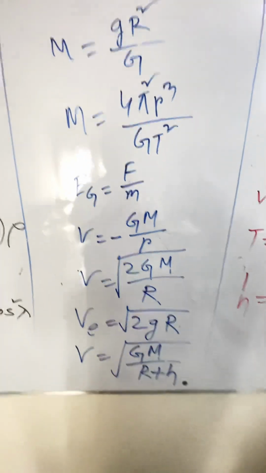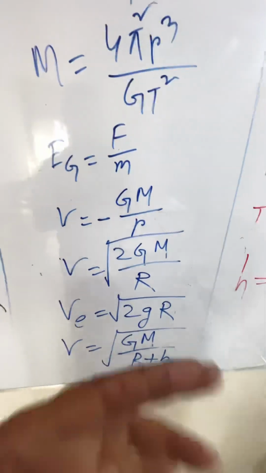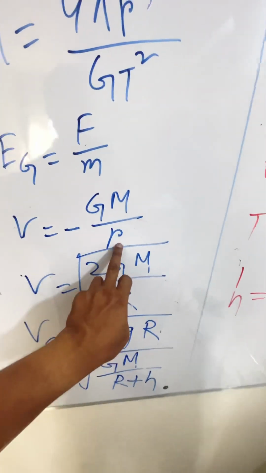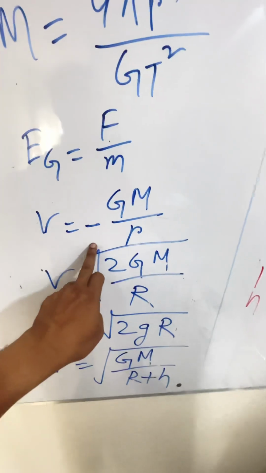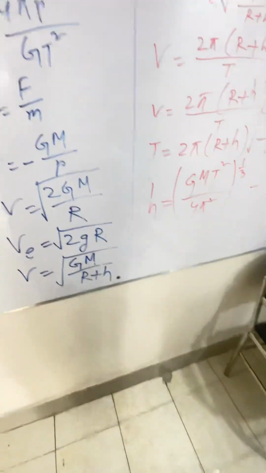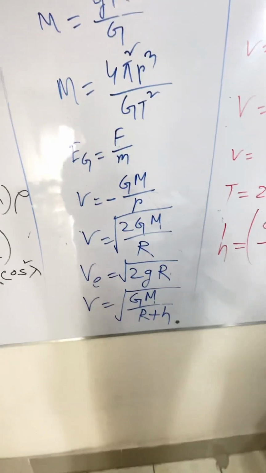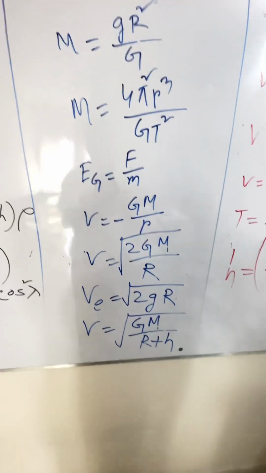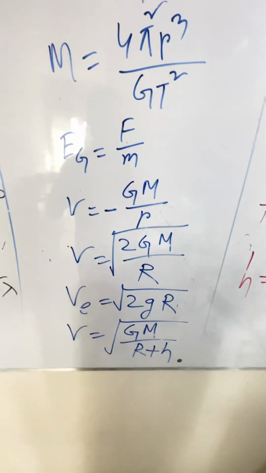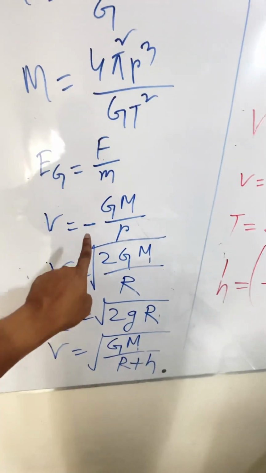Another formula: V equals minus capital G capital M over R. This is the potential. Okay, this is the potential. Try to understand and try to remember. This is the potential, and for determining the potential, you have to use the minus sign.